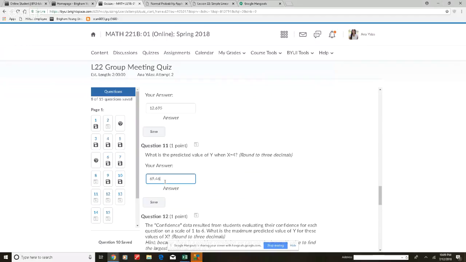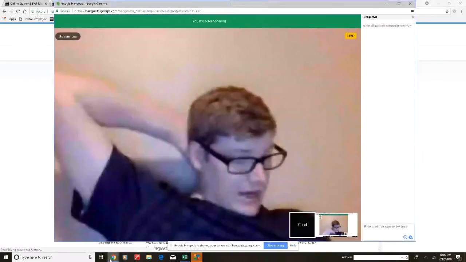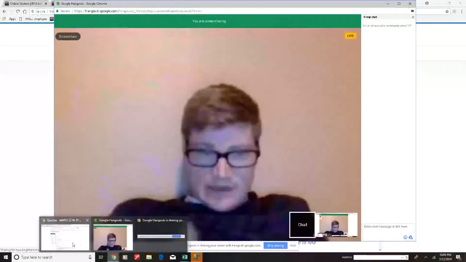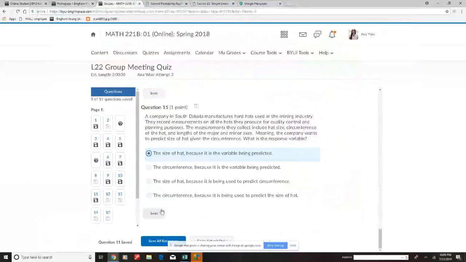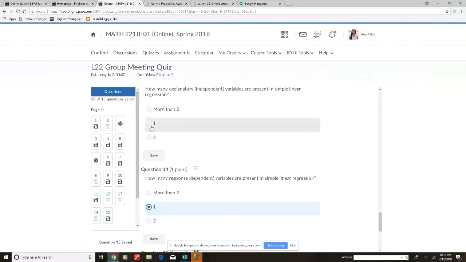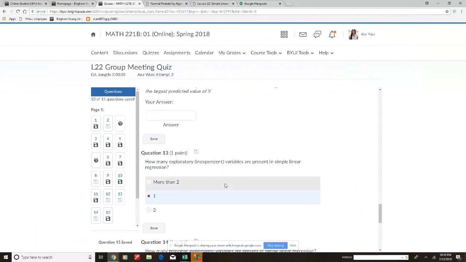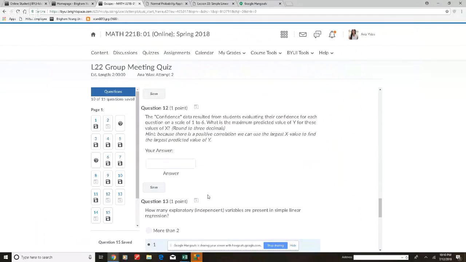All right, so not 2 either. So I don't know what it is, but the last one is the first one. Number 15 is the size of the hat because it is the variable being. So that one's the right one. That number 15 is the first one, number 1. But I don't know what the observations are. I don't know what that is. For 8.